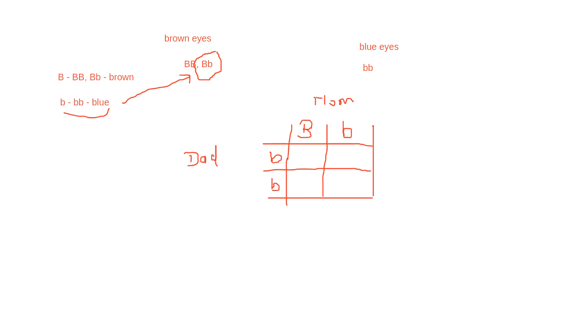And then you just pull these things over. So you pull the big B down and the little b over. The big B down and the little b over. Little b down, little b over. So the odds with that mating for children was a 50% chance that they had brown eyes and a 50% chance that they had blue eyes.